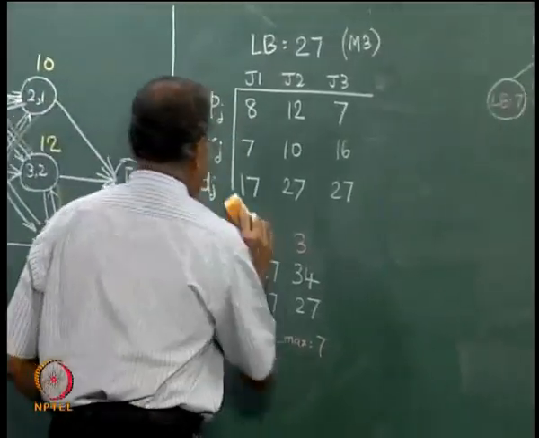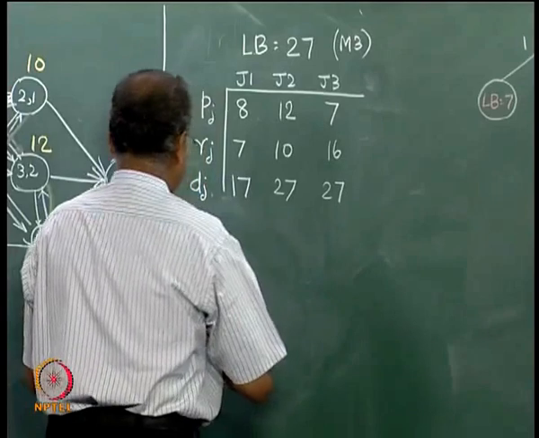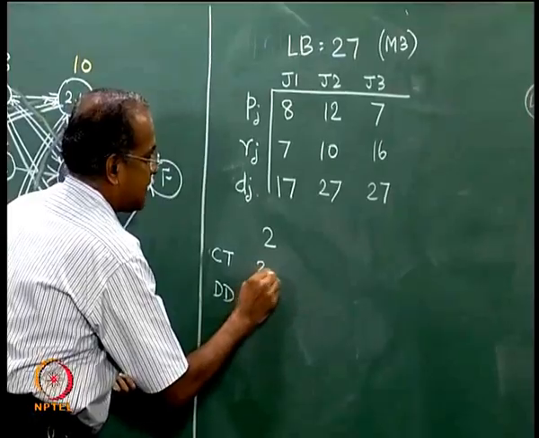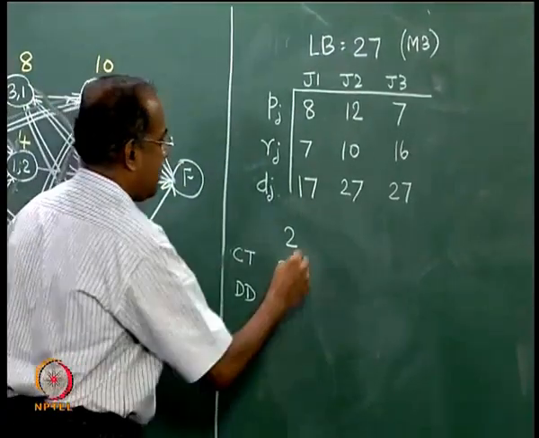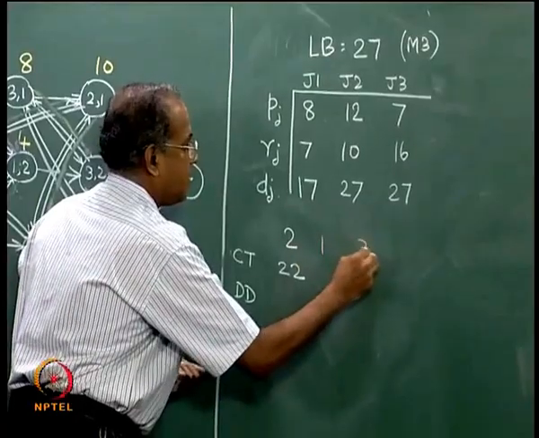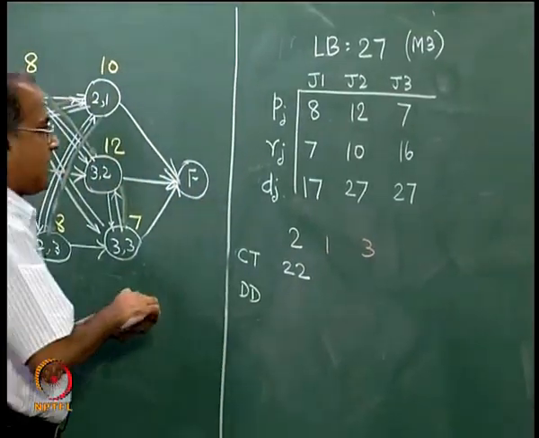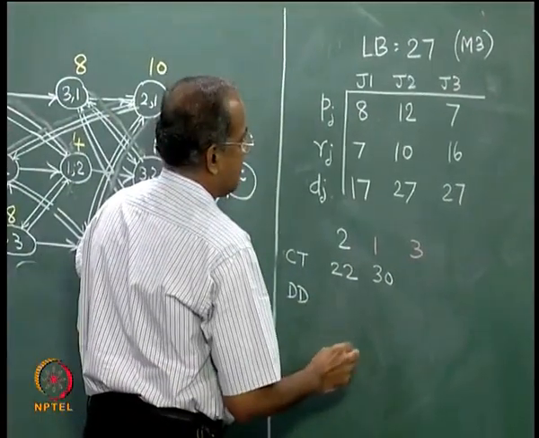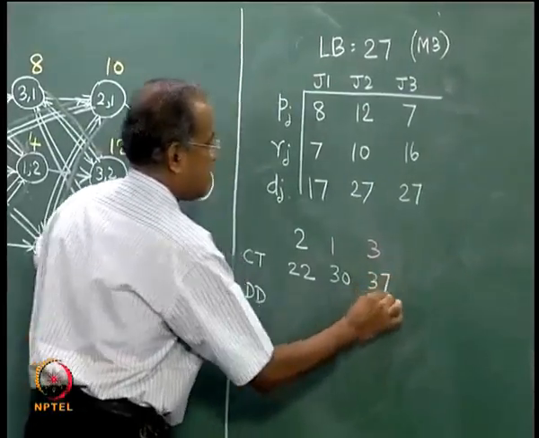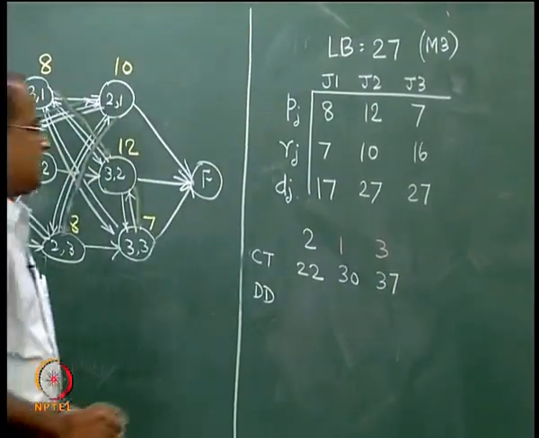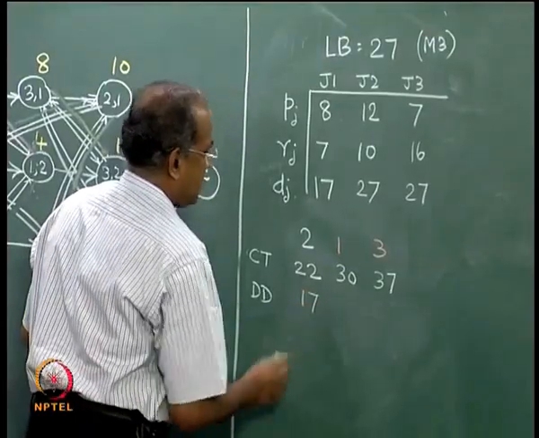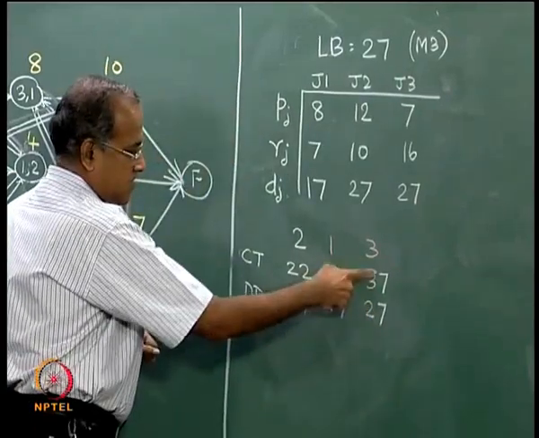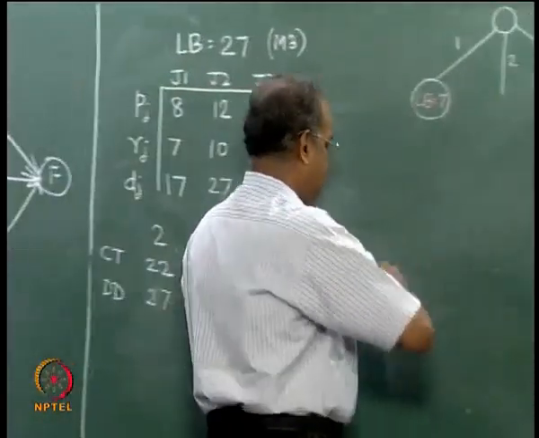Now we look at 2 as the first job. So for 2, rj is 10, completion time is 22, then based on due dates it is 1 and 3. So at 22 J1 is available, 22 plus 8, 30, 30 plus 7, 37. Now due dates are 27, 17 and 27. So this is 10, this is 13, so lower bound is 13.